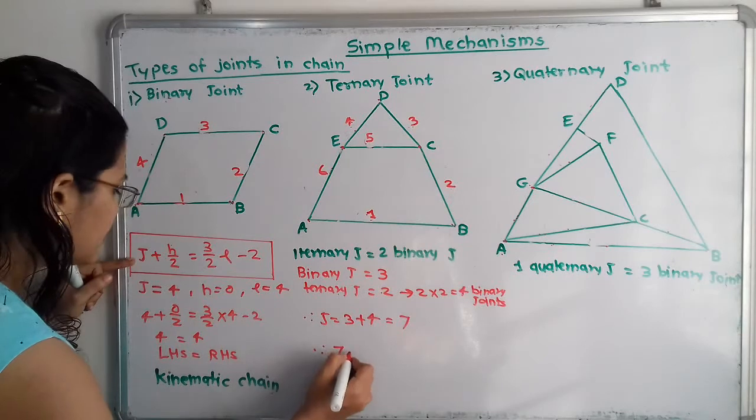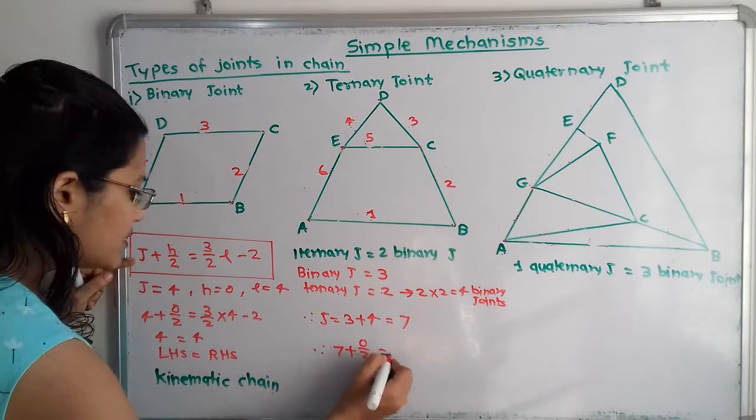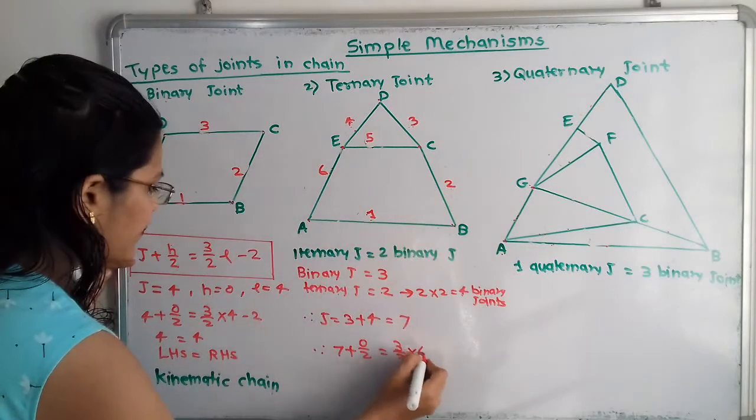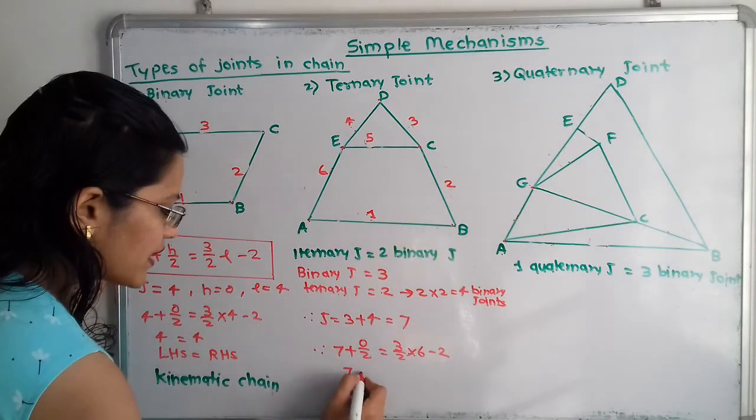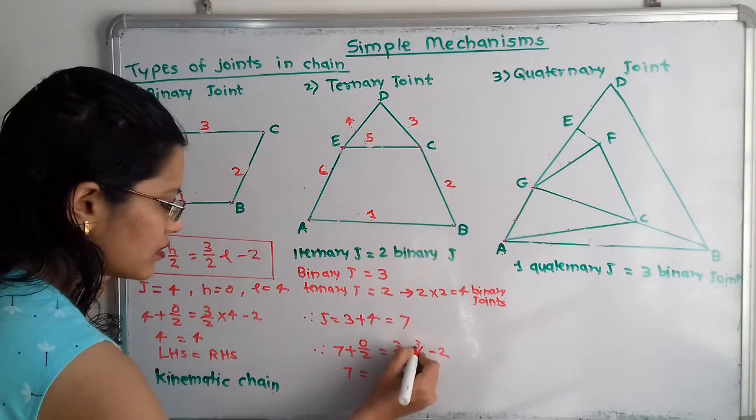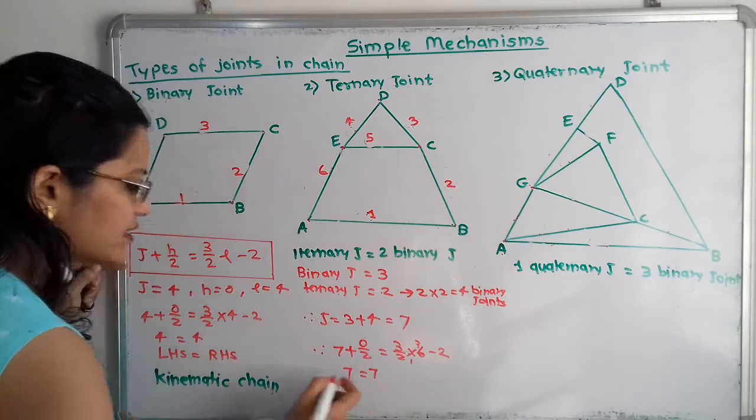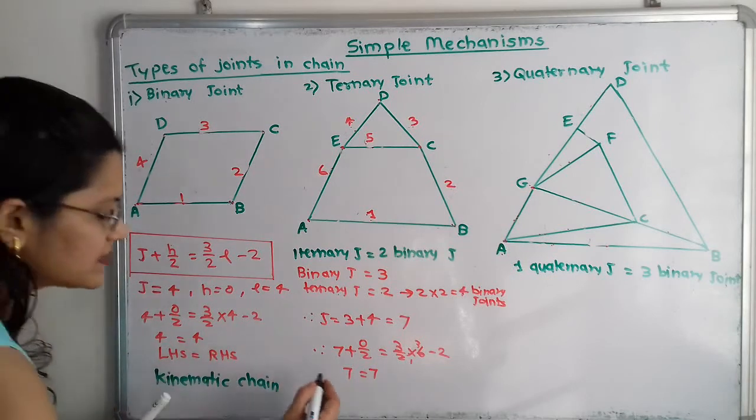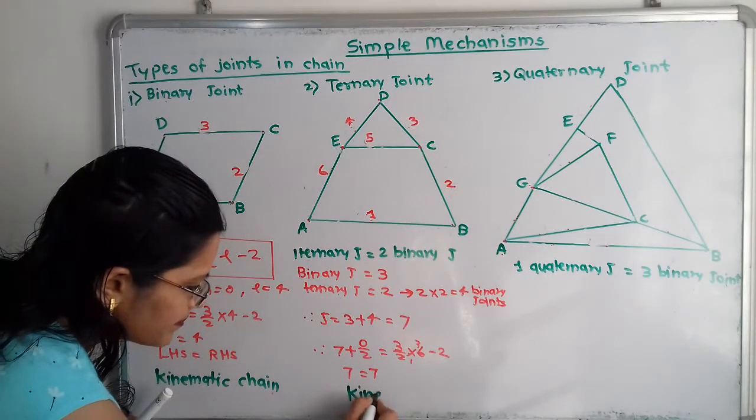Therefore J, that is 7 plus 0 by 2, which is equal to 3 by 2 into L. L is 6 minus 2. Therefore 7 is equal to 7, that is LHS is equal to RHS, and that's why we can say that this is the kinematic chain.